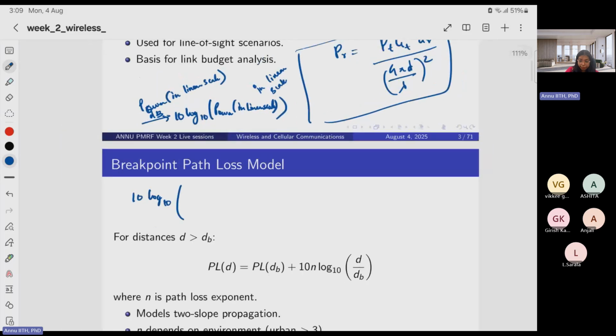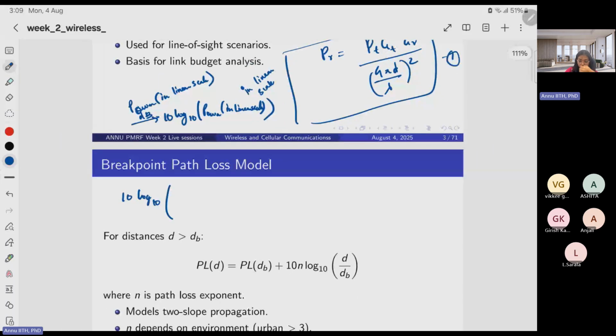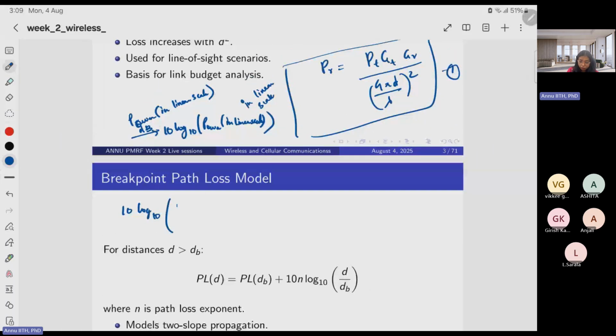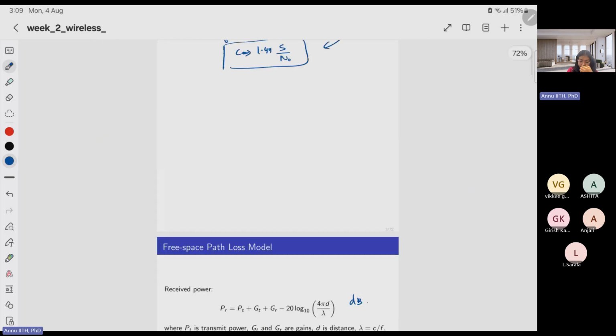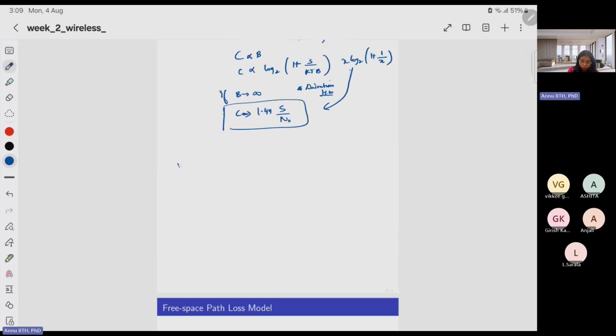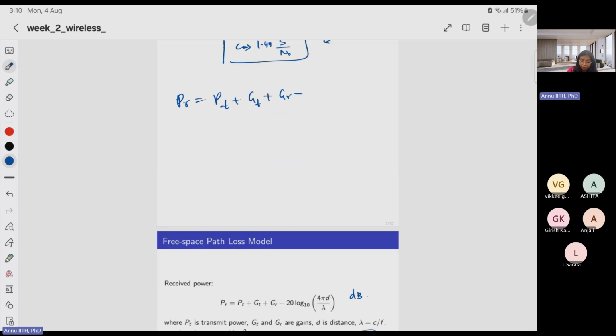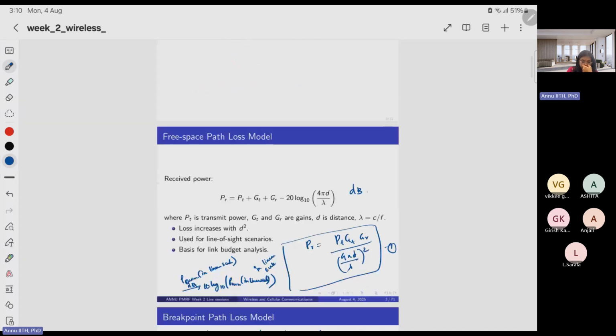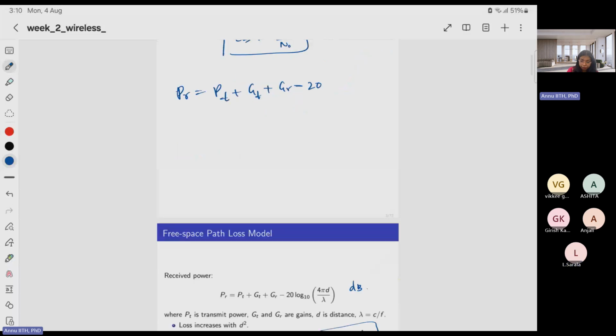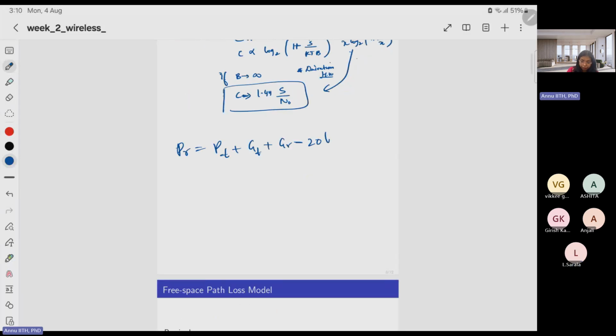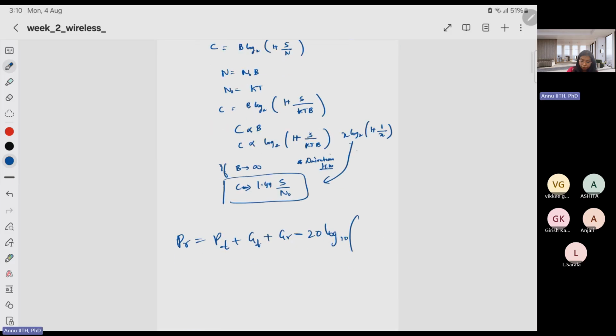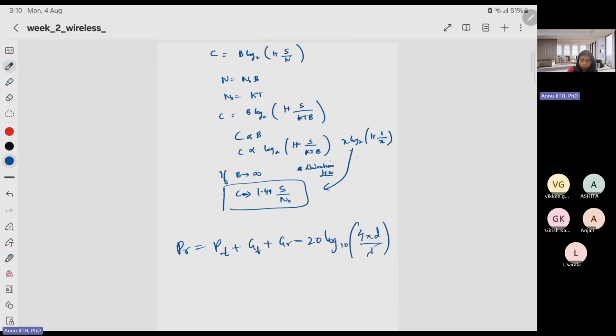20 log 10. So if we take equation 1 and apply 10 log 10 on both sides, 10 log 10 PR is equal to 10 log 10 of PT GT GR divided by (4 pi D by lambda) squared. I'm writing here because we have space here. Then PR is equal to PT plus GT plus GR minus, why minus? Because it is in the denominator. And since it is a square, 20 will come: 20 log 10 of 4 pi D by lambda.